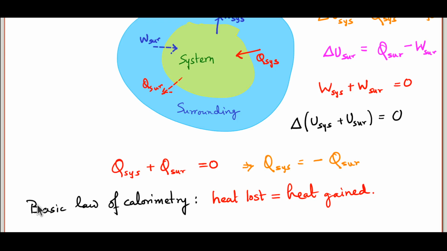And this is why this is called the basic law of calorimetry. That if there are no other places where energy can be transferred, that is, if the system and surroundings together really form an isolated system, then heat lost by one must be equal to heat gained by the other. Something which we have perhaps learned from our school days.